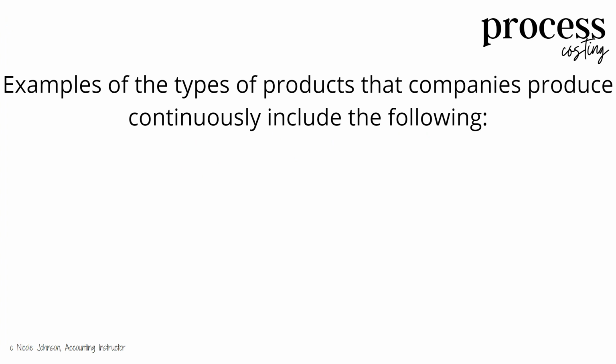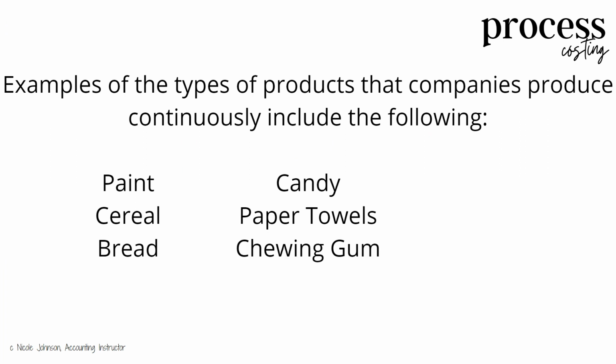Examples of the types of products that companies produce continuously include the following: paint, cereal, bread, candy, paper towels, chewing gum, soda, petroleum, and chips.